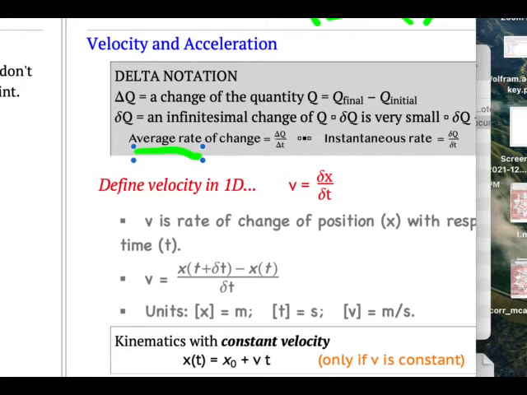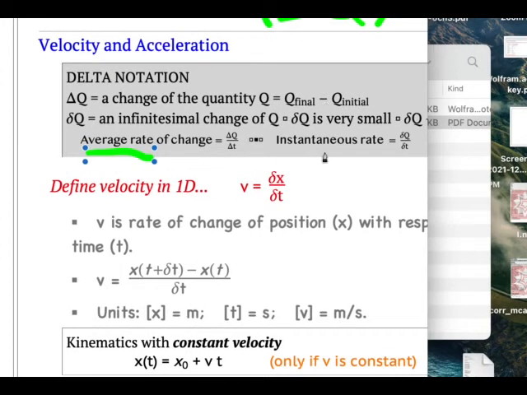We also define the instantaneous rate of change. And the instantaneous rate of change is little delta, delta Q over delta T. It's the change in Q over a tiny time interval.